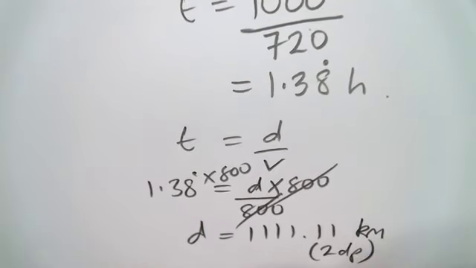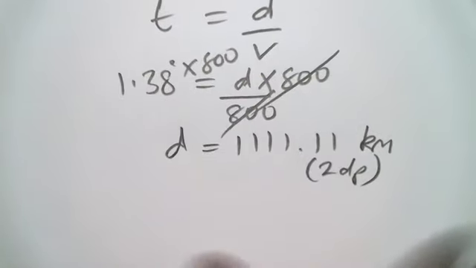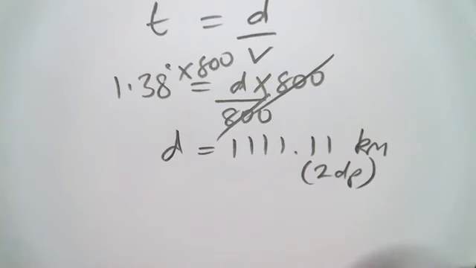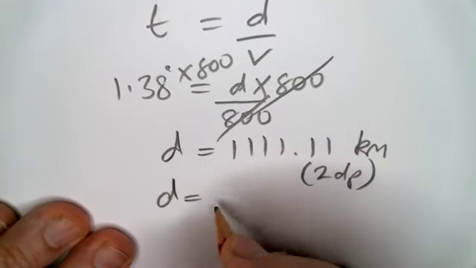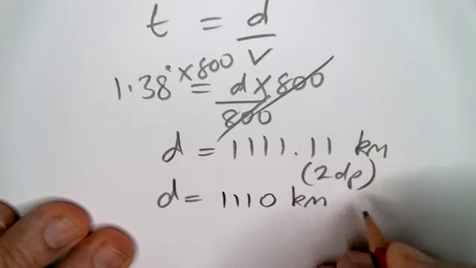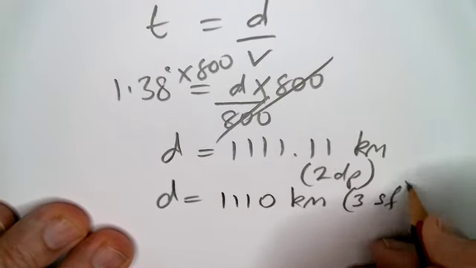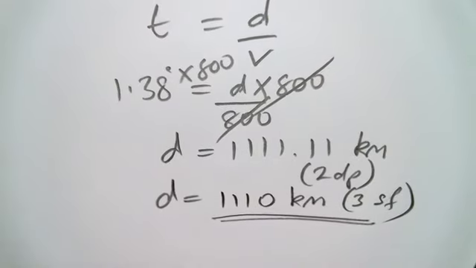Quite often, though, they like the answer in, say, 3 decimal places, or 3 significant figures is most likely. For any of the Cambridge stuff, and this is a Cambridge question, it's almost always 3 significant figures. So I'm going to say distance is equal to 1110 kilometers, to 3 significant figures. And that's how I would express the answer.